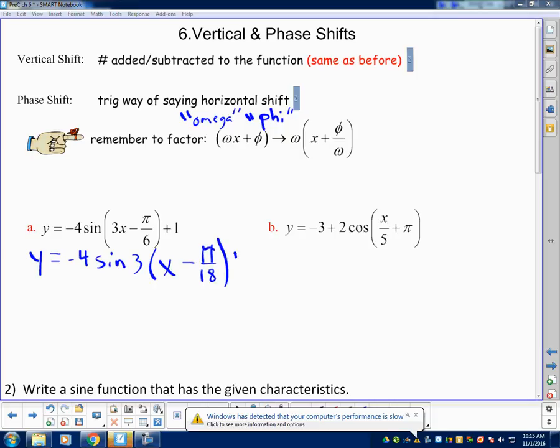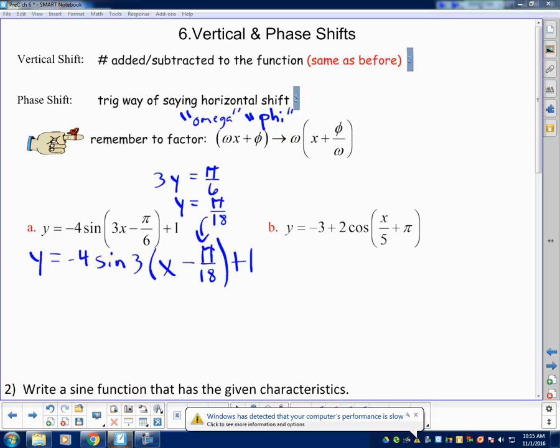And then plus 1. So take 3, distribute it out, you get 3x minus 3 pi over 18, which is pi over 6. You're just asking yourself, 3 times what equals pi over 6? 3 times y equals pi over 6. When I solve for y by dividing each side by 3, I get pi over 18. So that's what's left over right here.